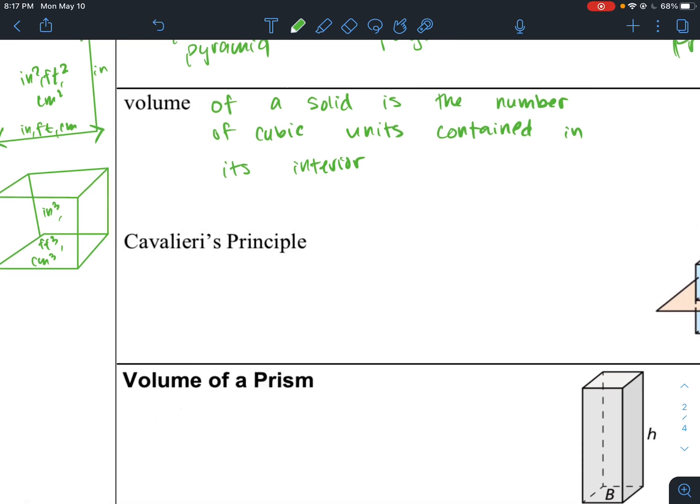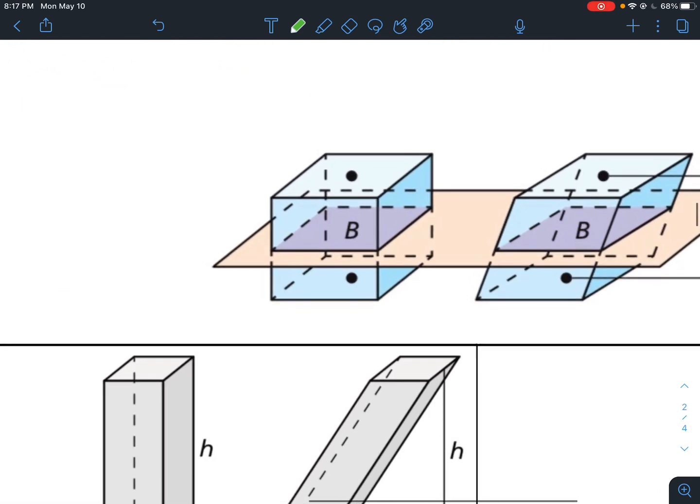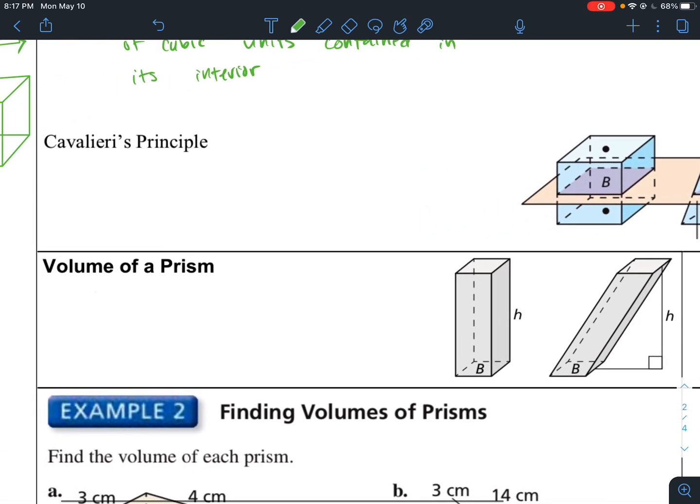So the volume of a solid is the number of cubic units contained in its interior. So right here we would take cubic units out of this. So a cube, like that. How many cubic units fit inside there? That's what volume is.